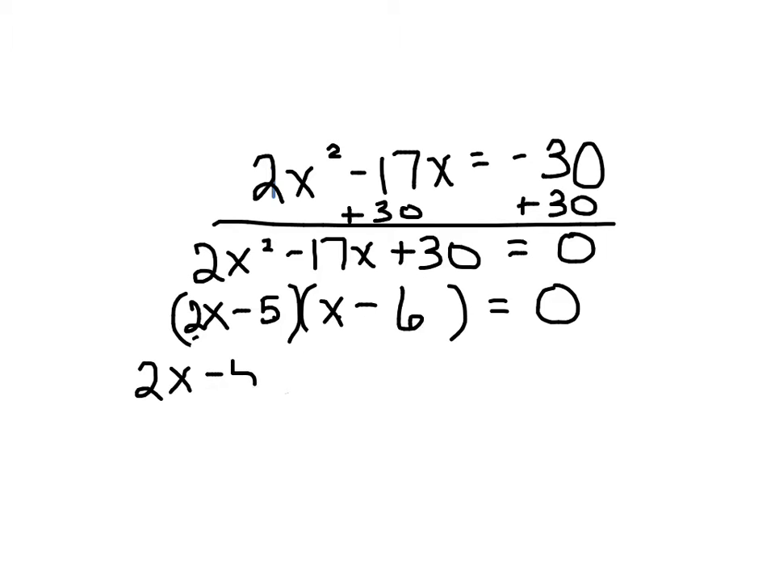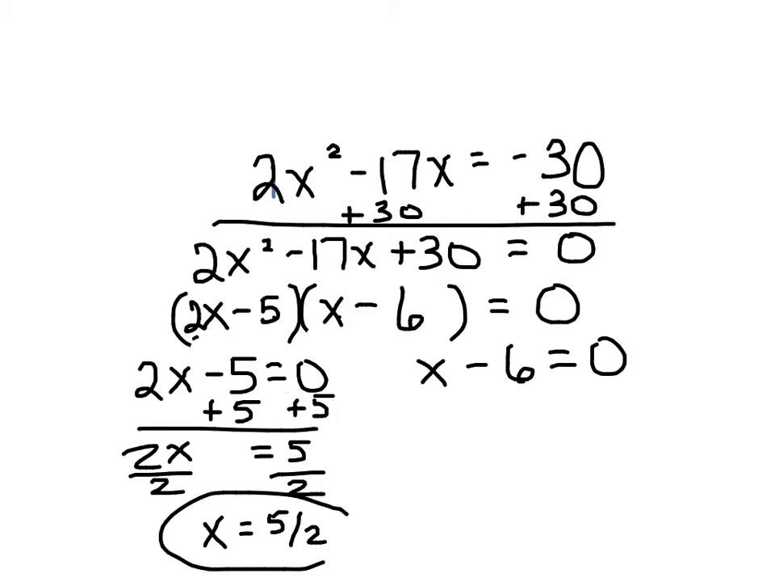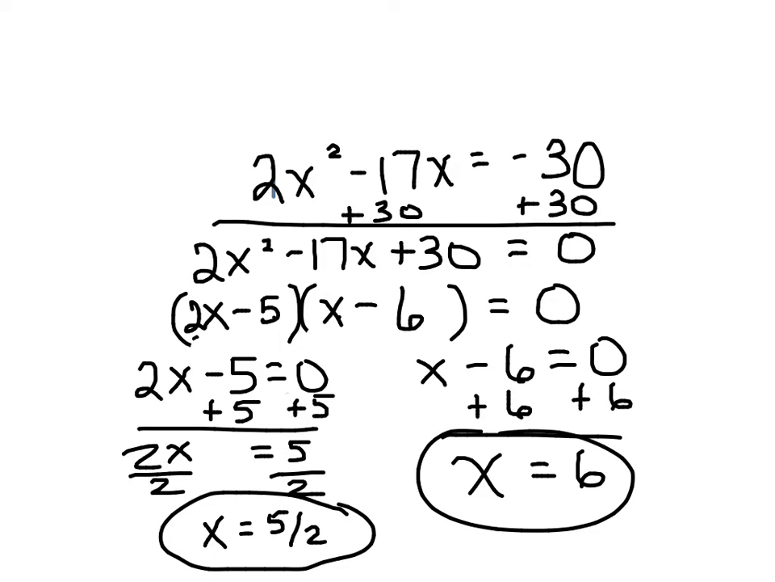So 2x minus 5 equals 0. X minus 6 equals 0. On the first one, I add 5 to both sides. And then divide by 2. So I get x equals 5 halves, or 2.5, whichever one you have. On the second one, if I add 6 to both sides, I get x equals 6. And that's number 4.